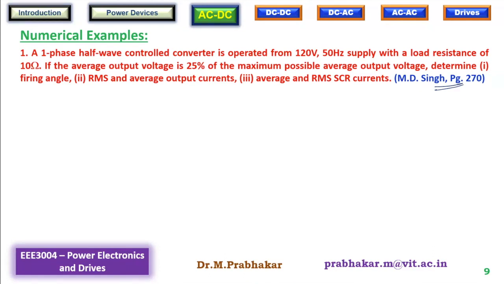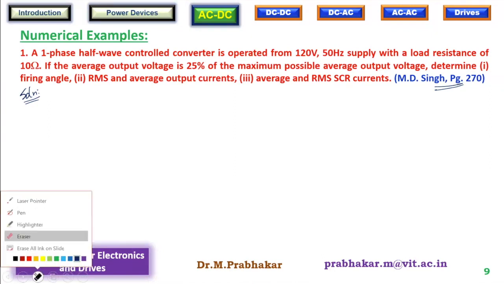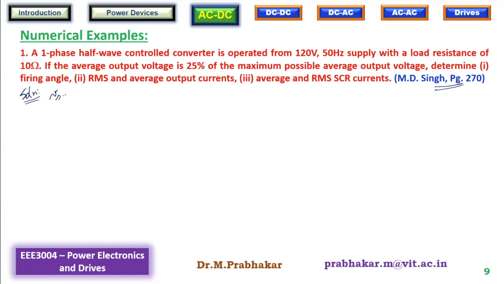Page number also I have given for additional clarity. A single phase half wave controlled converter is operated from 120 volt 50 hertz. So you now have small vs, the supply voltage, given as 120 sine, 120 will be RMS. Let me read and then whatever is required, I'll write. Let me not be in a hurry.